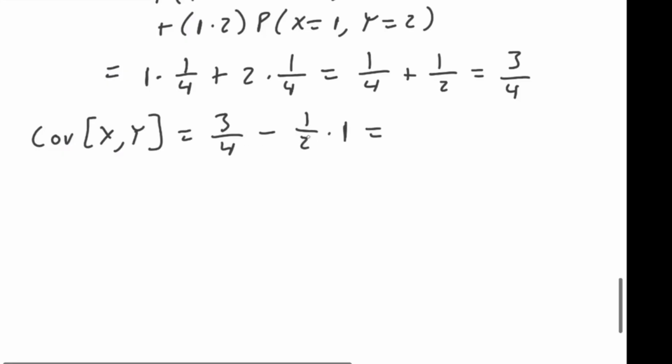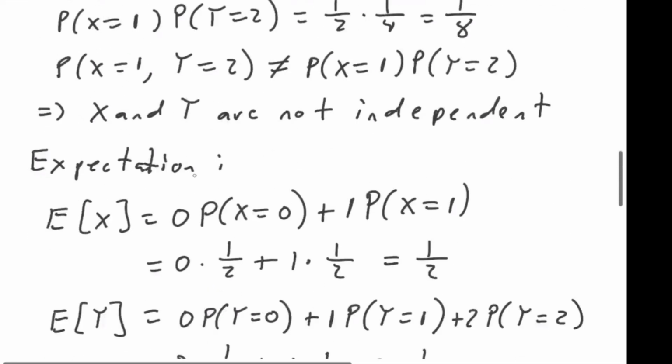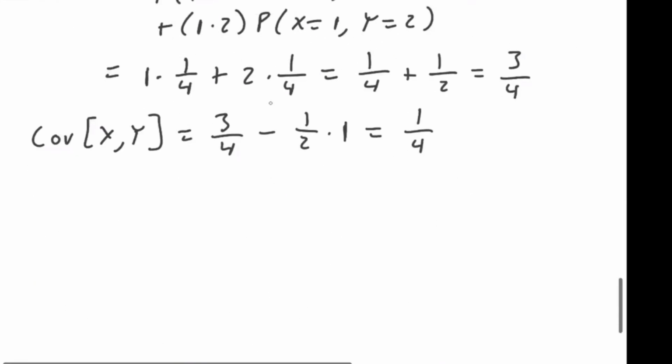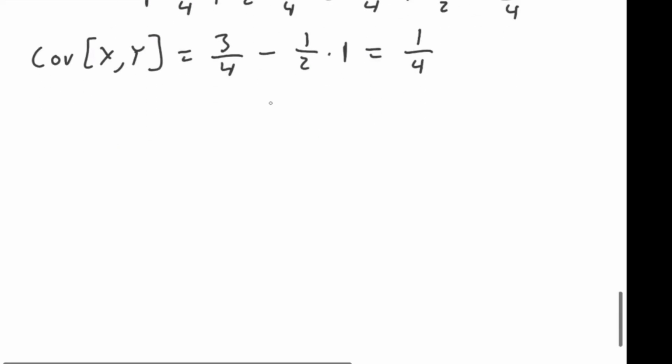So 3/4 minus basically a half is just a fourth. And of course, you can see that the covariance of x and y is not 0, so that showcases that x and y do depend on each other, which we've already established using the definition, right? But we need the covariance in order to showcase the correlation that these have among each other. So in order to do correlation, we also need the variance. So let's go ahead and calculate the variance of each.